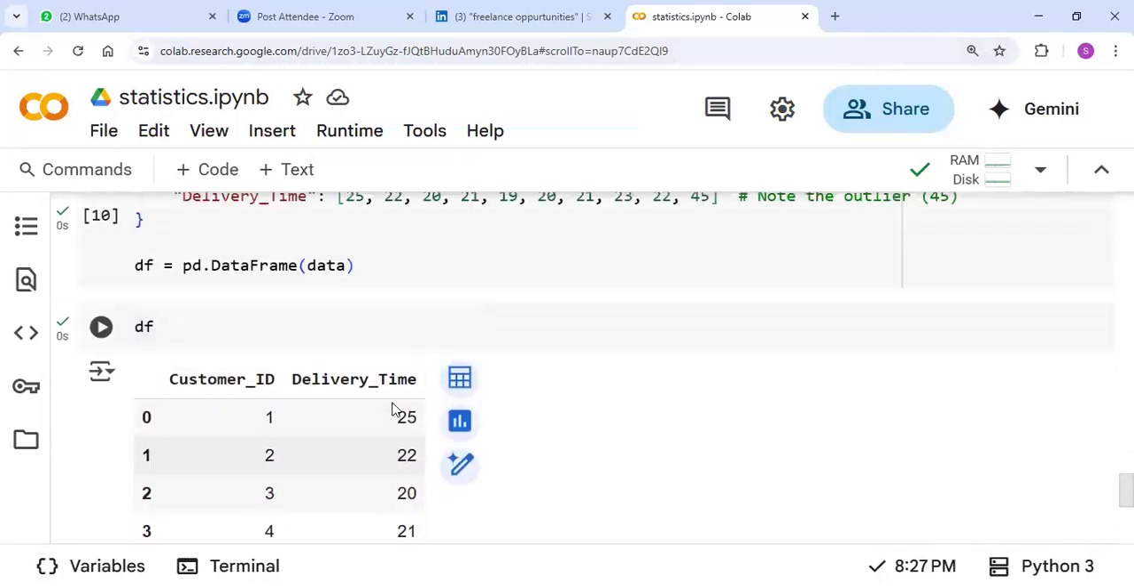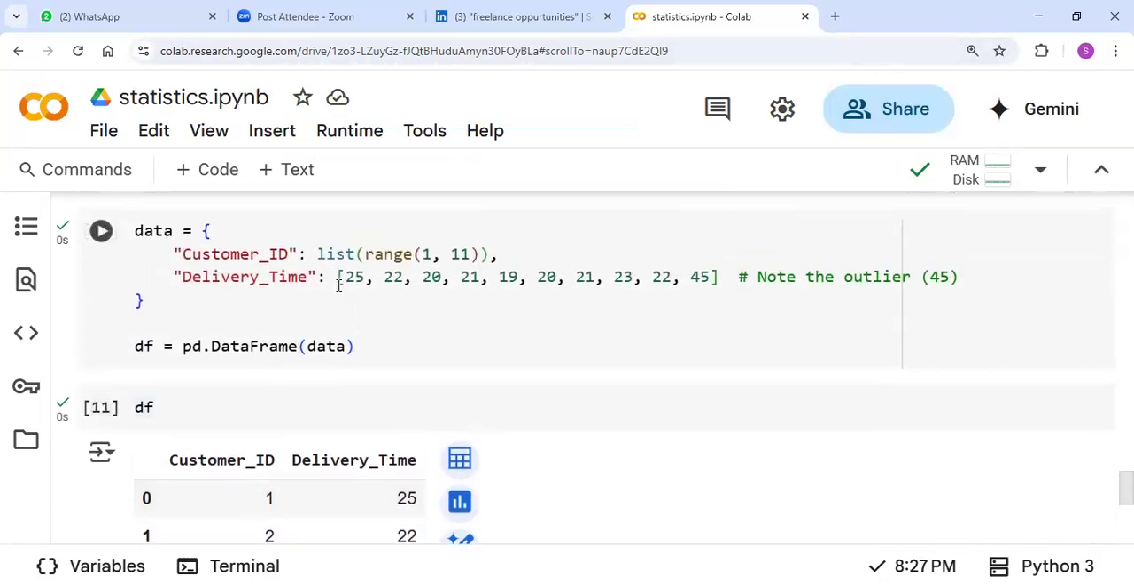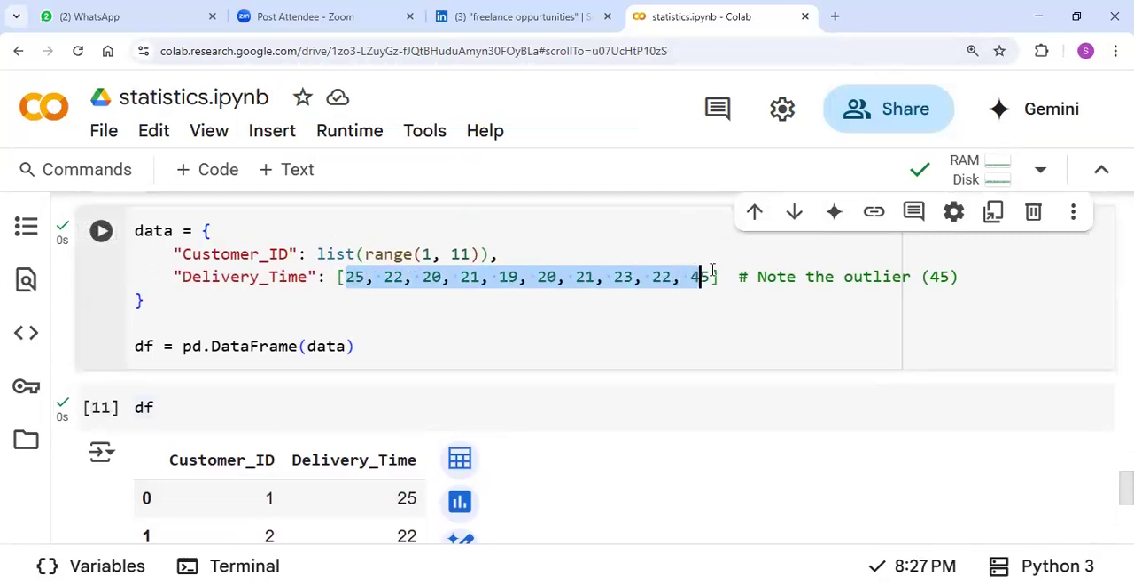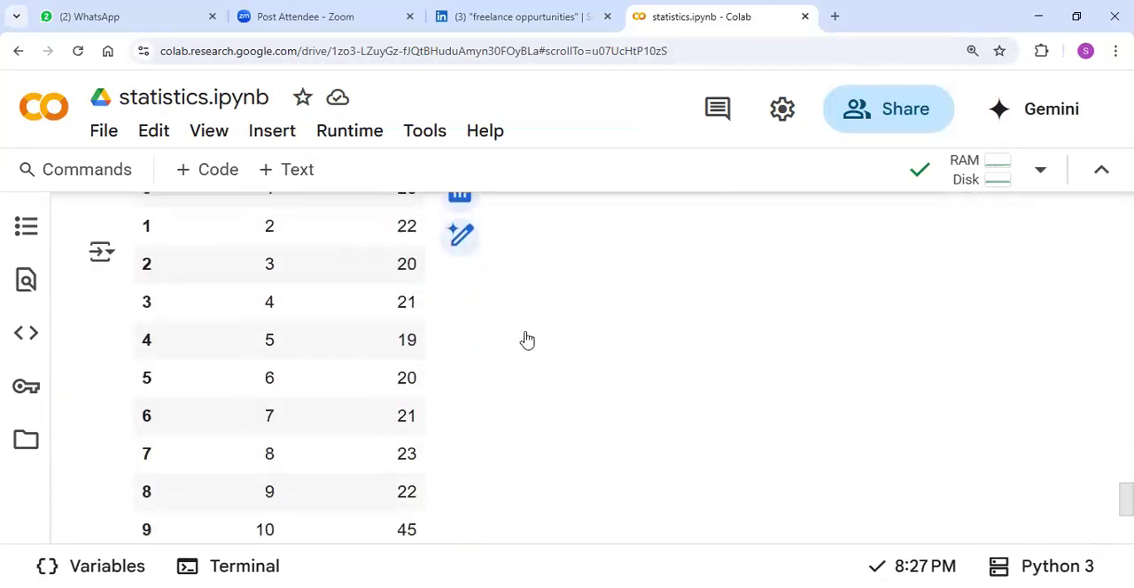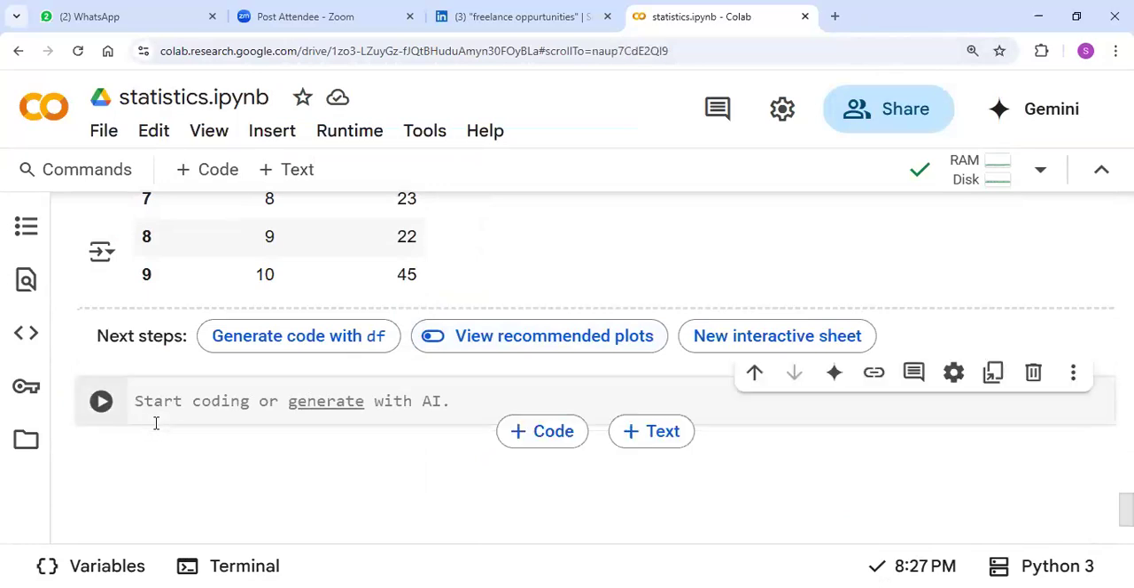So consider this is food delivery data. Delivery time in terms of minutes. These are all the minutes of time: 25 minutes, 22 minutes, 20 minutes, 21 minutes, 19 minutes, 21 minutes, 23 minutes, 22 minutes. So what is the mean of it?